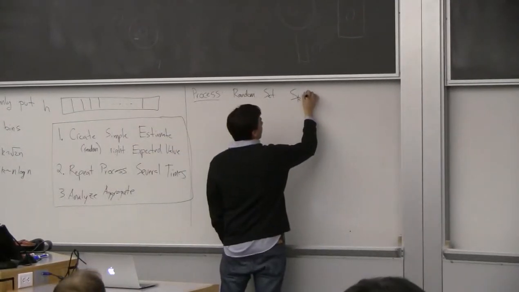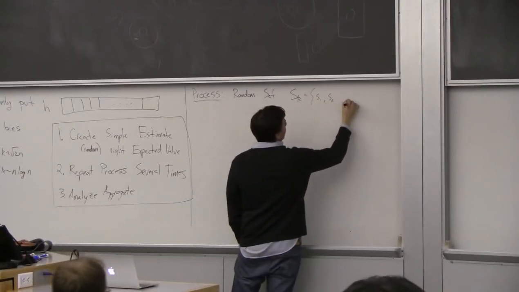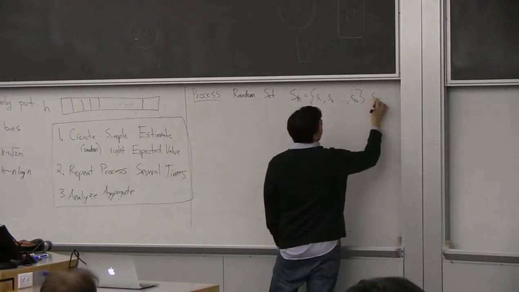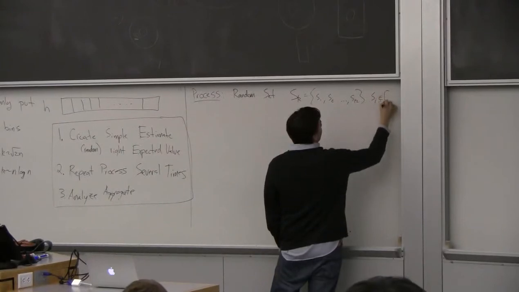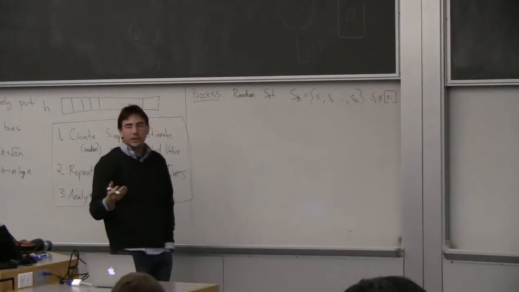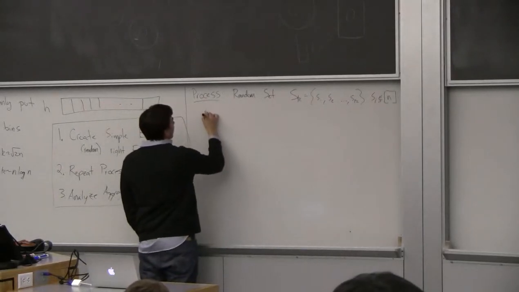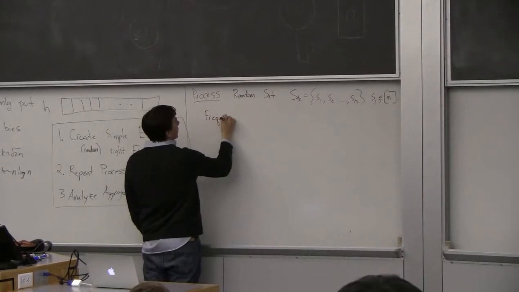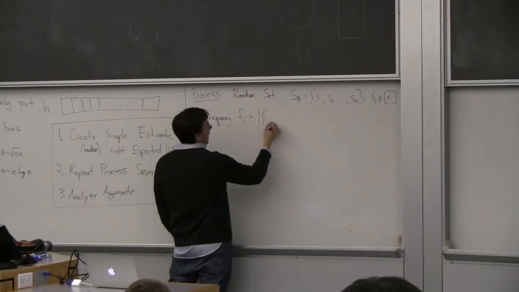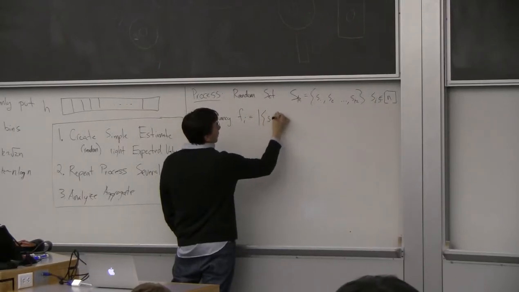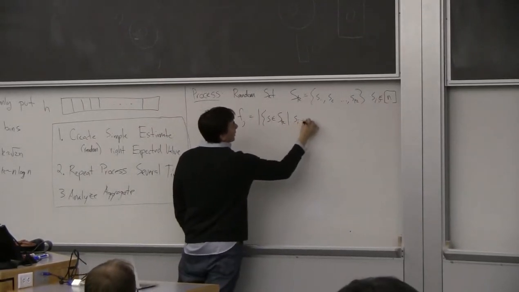So this will be a set S1, S2, up to SK, where each Si is in n. Each of these is going to be a number between 1 and n. Okay? And we're going to look at a value called the frequency. We'll call this Fj. It's going to be the size of the set of i such that Si is equal to j.